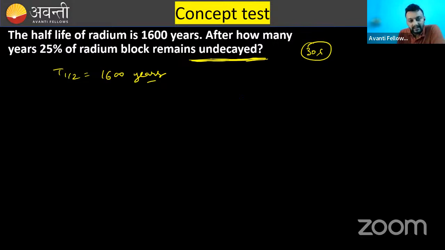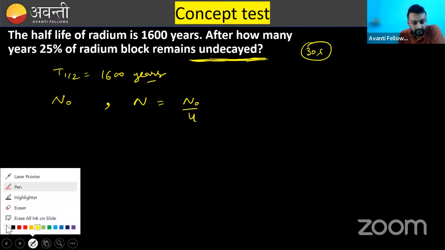Okay. So let's suppose initially there are N naught nuclei, and after some time the remaining number of nuclei is 25%. 25% of N naught means N naught by 4. Is it clear? 25% you can calculate now. 25 means 1 by 4. So the remaining nuclei were N naught by 4.